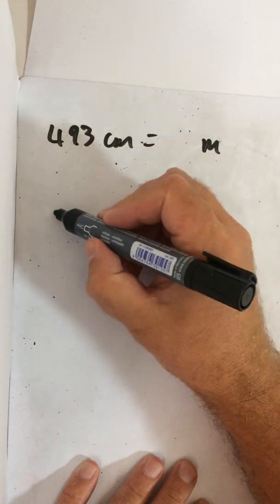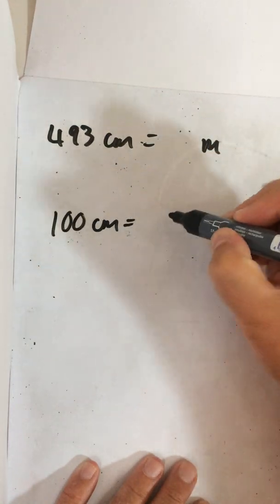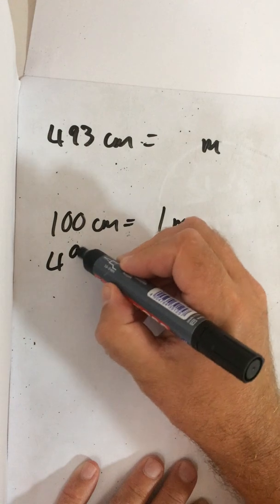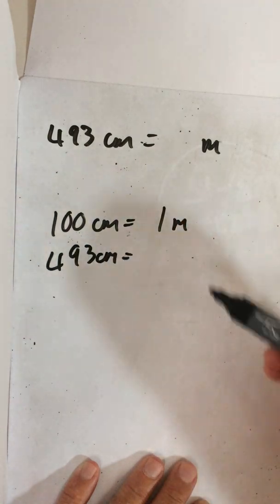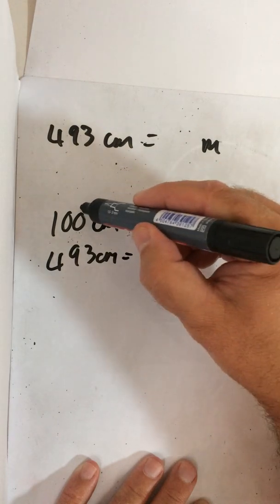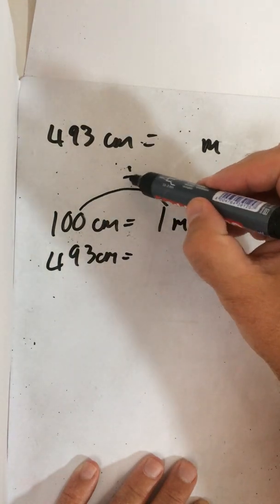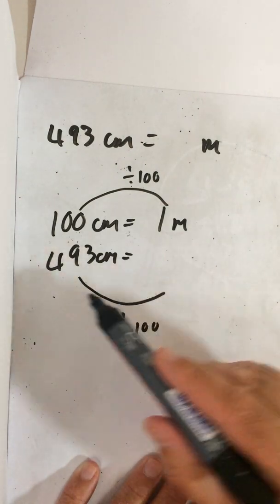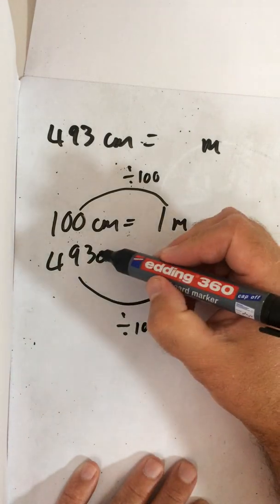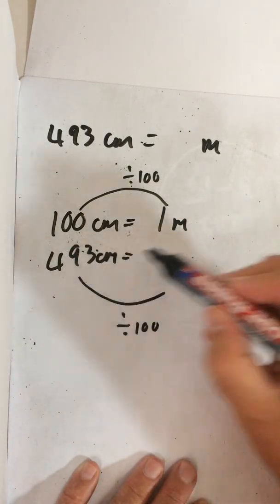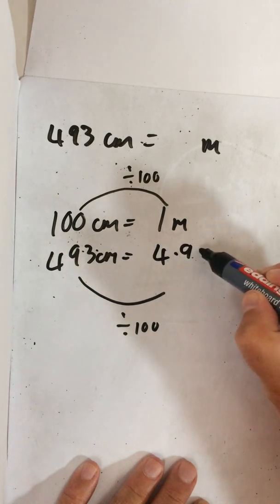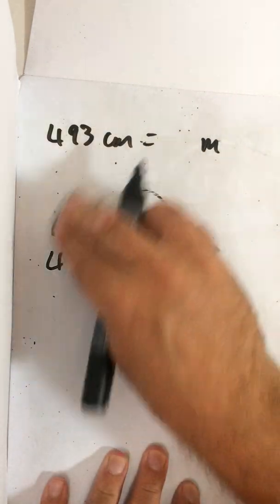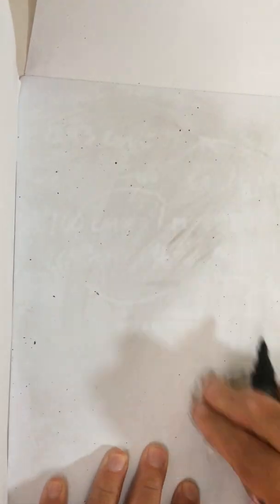Now, if I'm not too sure, I'll write down the information that I do know. So I know 100 centimeters is 1 meter. So 493 centimeters is what? Now when I'm going from 100 to 1, I'm dividing by 100, aren't I? So I just need to do the same on this side. Divide by 100. 493 divided by 100. Remember, I've got the decimal point here. I'm going to move it 2 places. So that becomes 4.93 meters. Okay, you don't need to do that if you can do it straight away. But make sure if you do it straight away, you can do it accurately.